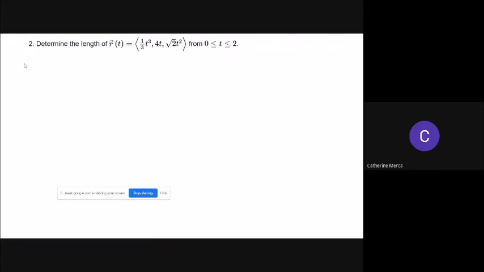So here you are asked to determine the length of r of t, 1/3 t cubed, 4t, square root of 2 t squared, where 0 is less than or equal to t less than or equal to 2. Maling solution nito is the combination of the solution of example 1 and 2. Okay? So the first thing that you have to do is to find the magnitude of the derivative of the function. So, meaning to say, kunin mo muna yung derivative ng function.